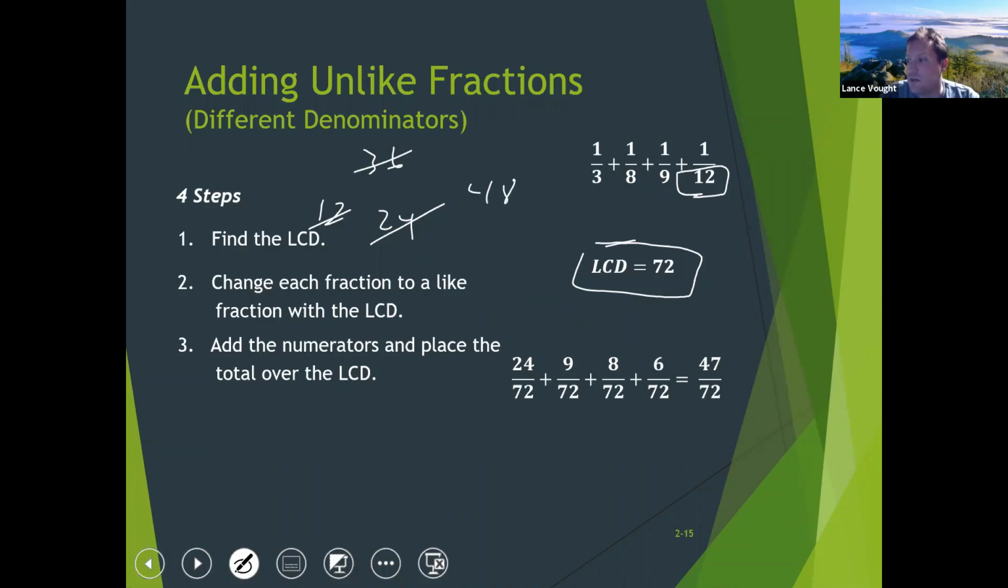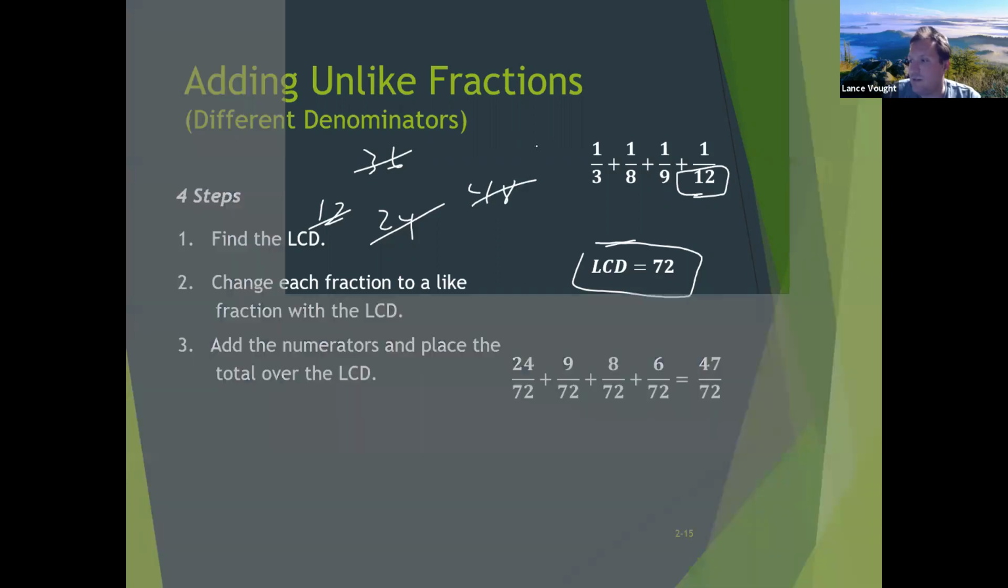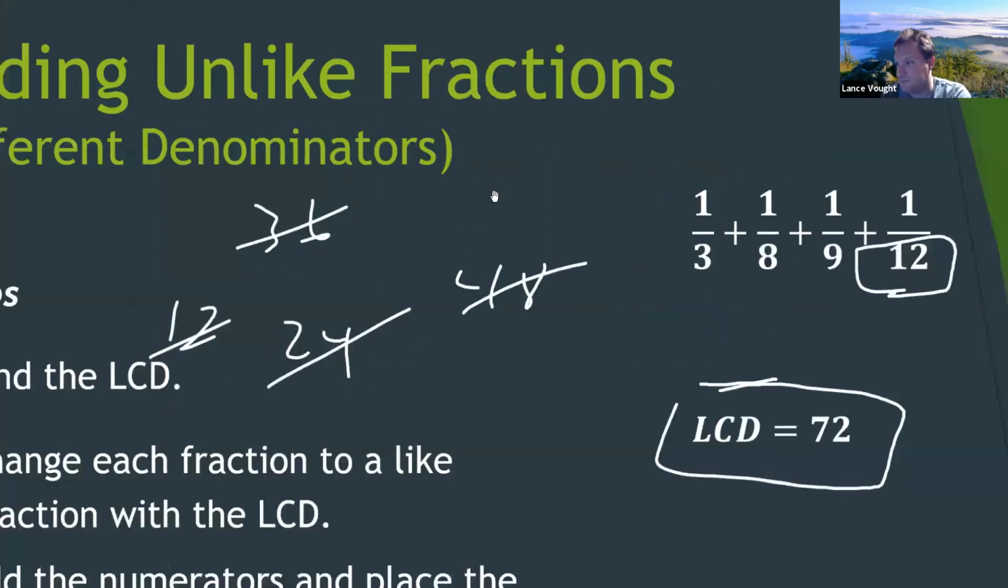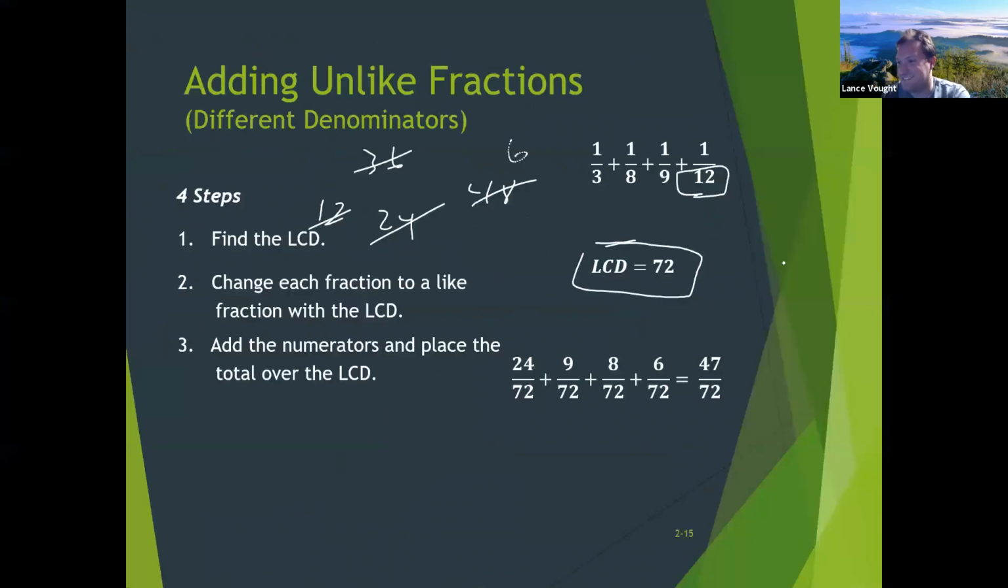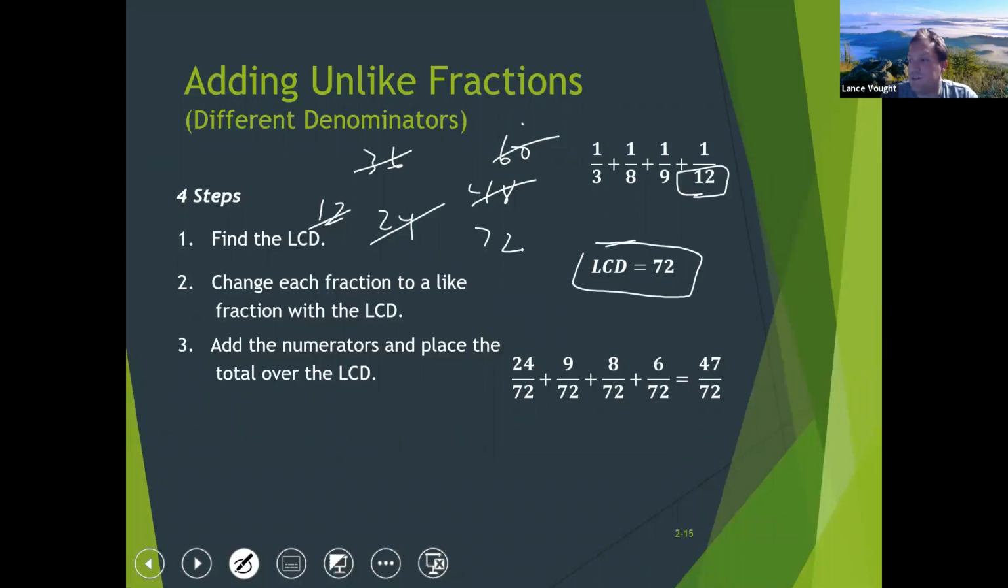48, these don't work. 60, whoops, I have no idea what just happened. All right, there we go. 60. Can 9 go into 60? No, not a whole number. 72, okay. 72 divided by 9 is 8. 72 divided by 8 is 9. 72 divided by 12 is 6. And 72 divided by 3 is 24. We finally found it. It's 72. So that's how we found it. Does that make sense?